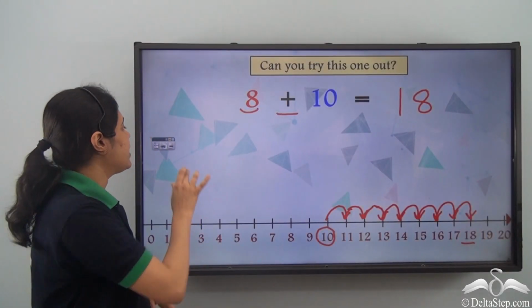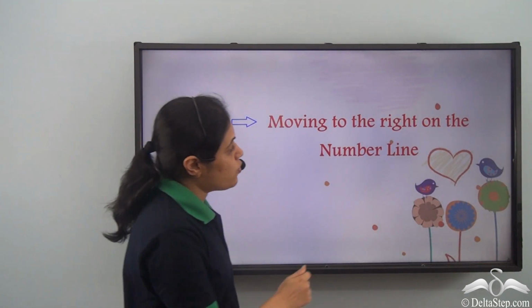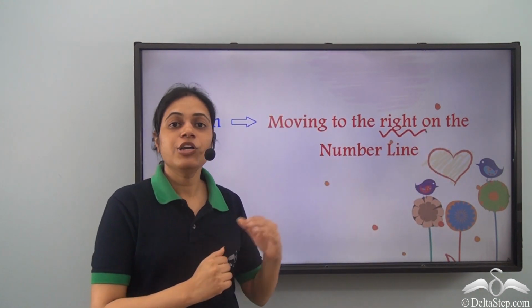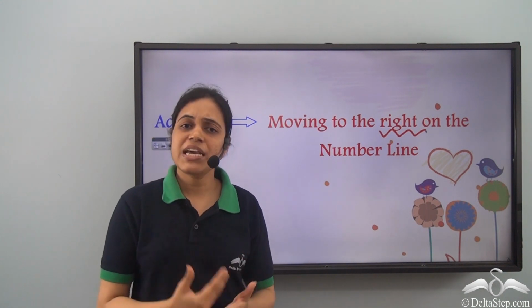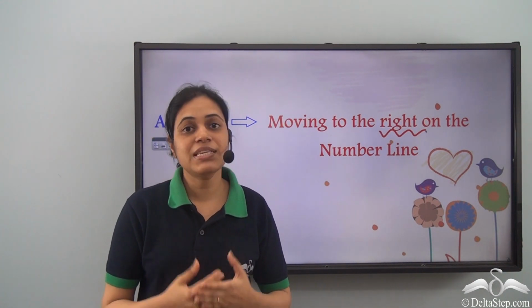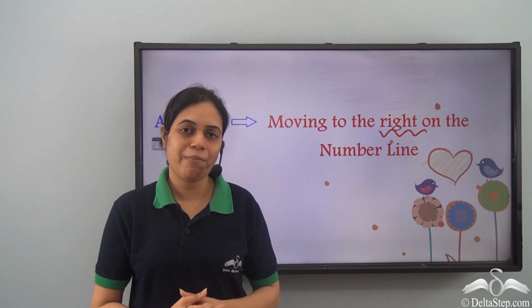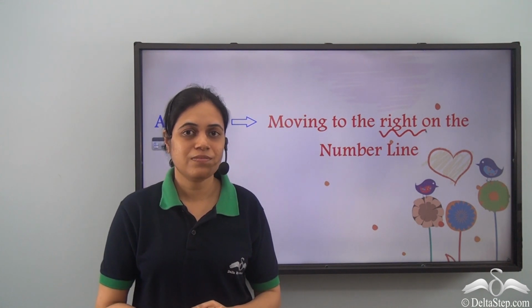So this is how you can add using a number line. Addition means moving to the right on the number line. Remember, you need to move to the right. So take up different addition problems and add the numbers by using your own number line. It will be fun. I am very sure about it.